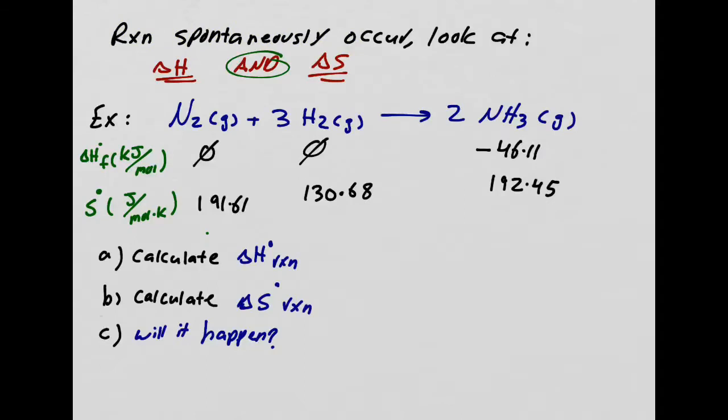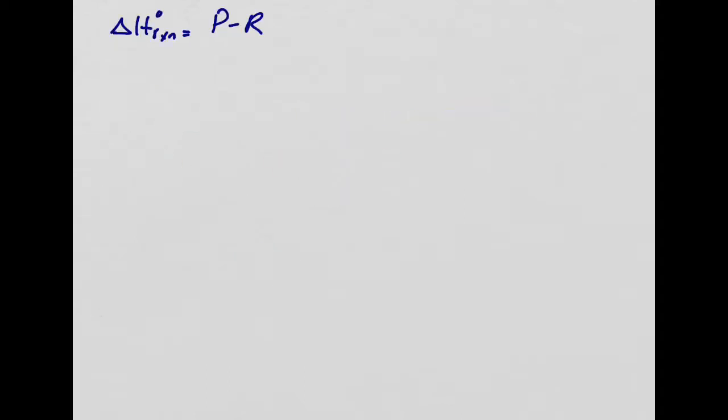Delta H of a reaction. You know we do product minus reactant. You already know that. All the values are given to you here. Add up all the product, add up all the reactant. Do not forget to multiply by the coefficient so the moles can cancel out. So I ended up having minus 46.11 times 2. That's my only product.